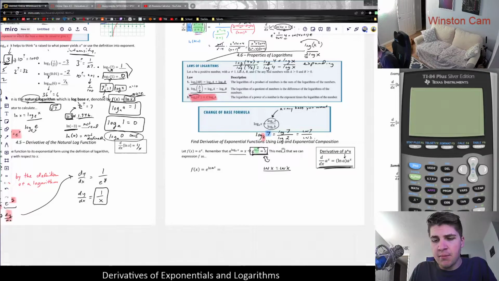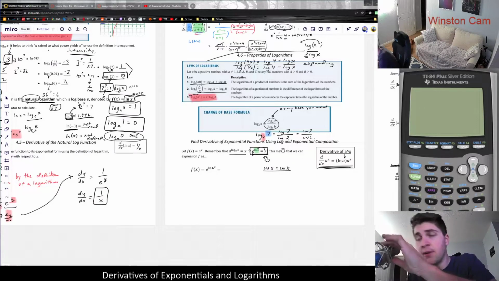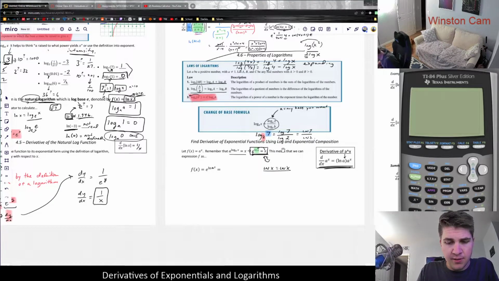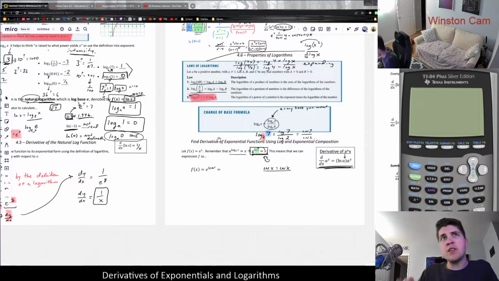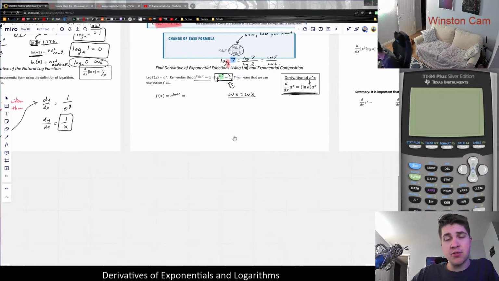Sorry, I'm trying to find the right page on my tablet. There we go. Now I should be able to write on screen. Okay, looks good. The property is that if we compose an exponential function with a logarithmic function, they cancel it out. So we refer to these properties as the cancellation properties. Let me just write them below.